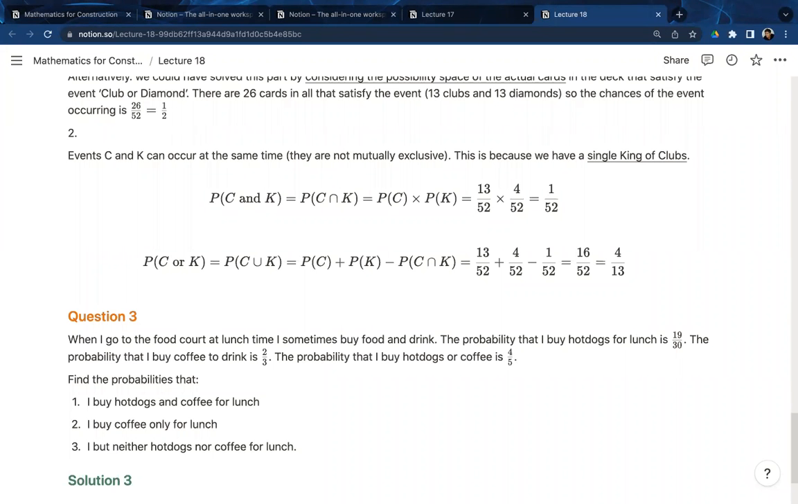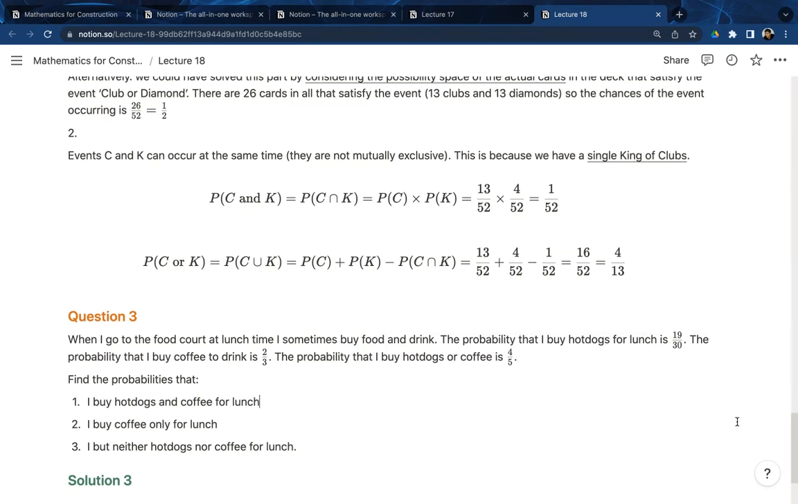So look at this word problem here. You go to the food court, sometimes buy food and drink. Not all the time. This is kind of telling you, sometimes I mightn't buy anything at all, neither food nor drink. Sometimes I buy food and drink. There are many different foods they eat. Talking about hot dogs, the probability I buy hot dogs is 19 over 13. As you see here, I kind of like hot dogs. That's a little more than half. Now the probability that I buy coffee to drink is 2/3. So there's a kind of high chance you're getting coffee as well.